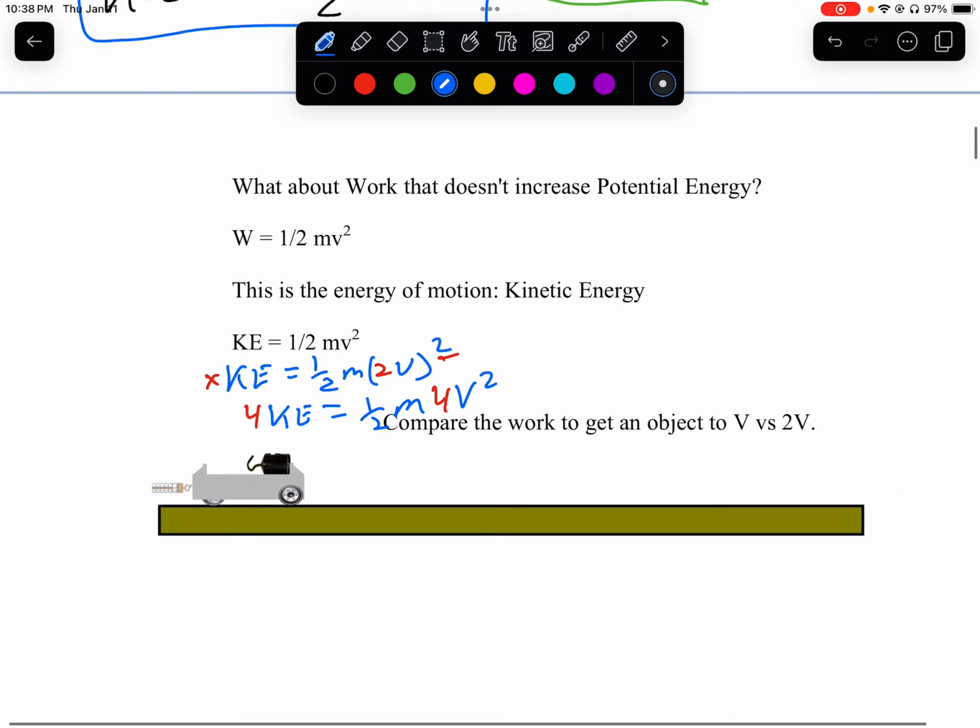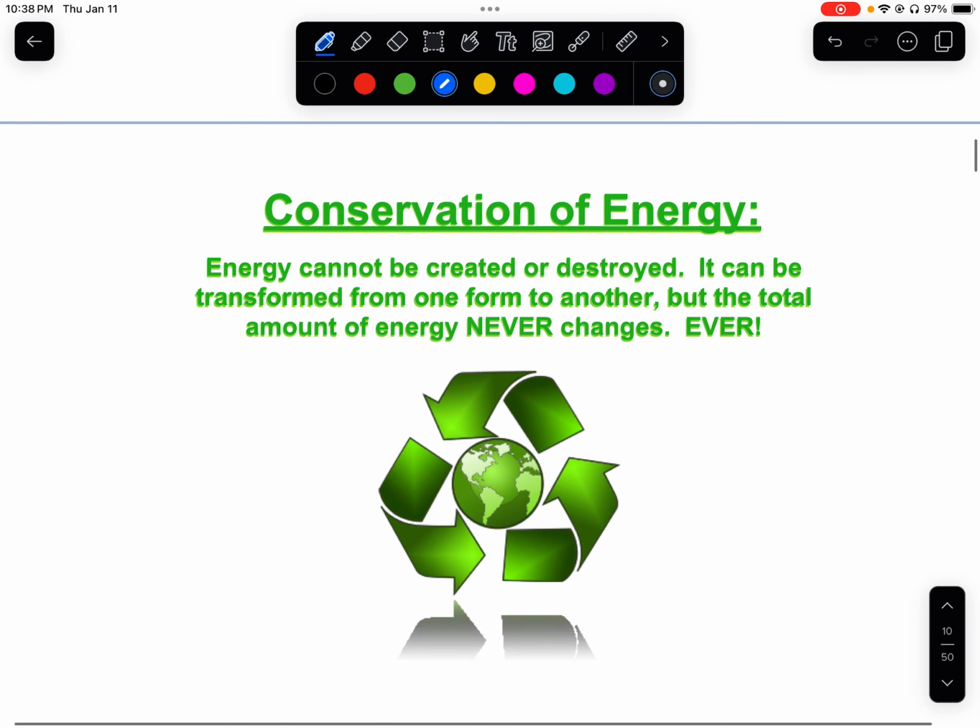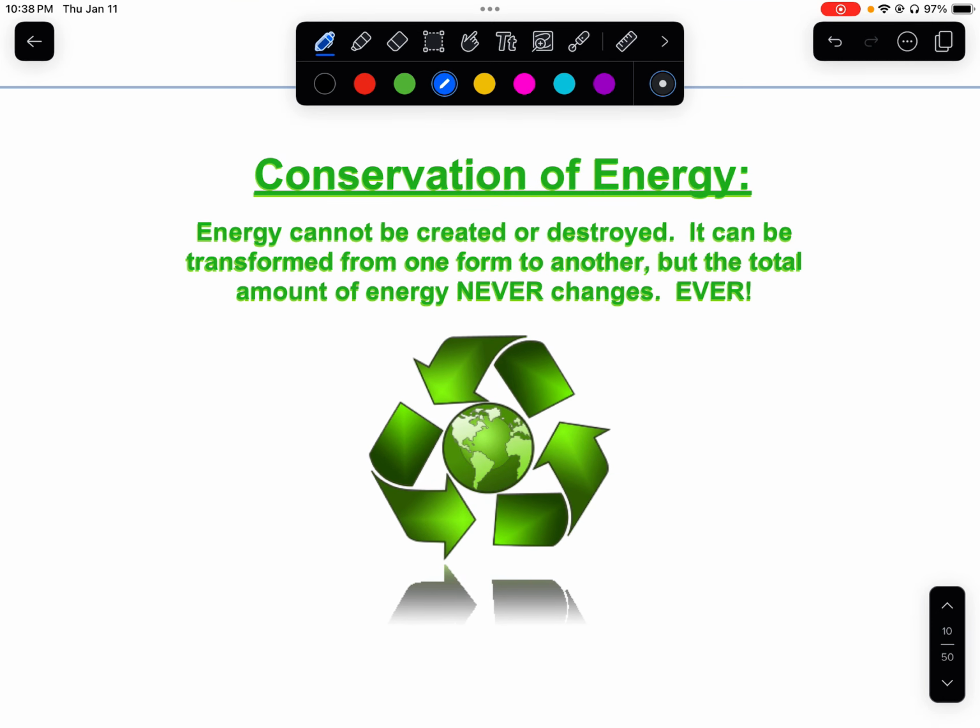Now that we have the potential and the kinetic energy defined and we have equations for them, those are the pieces we need to begin to work with the law of conservation of energy, which says that the total amount of energy can never be created or destroyed. It's only transformed from one form to another. That's a concept and a law that's worthy of its own video, so we're going to say that's enough for this one.